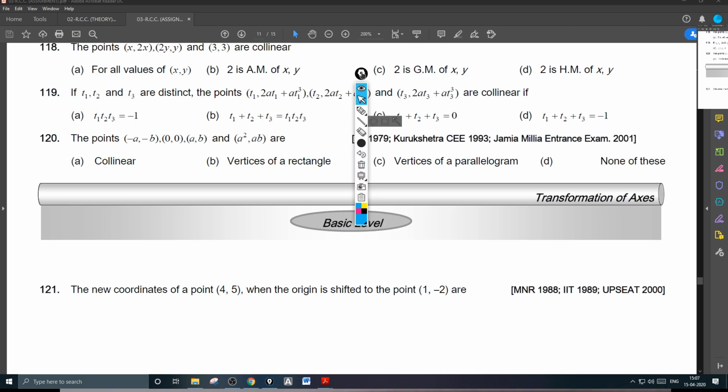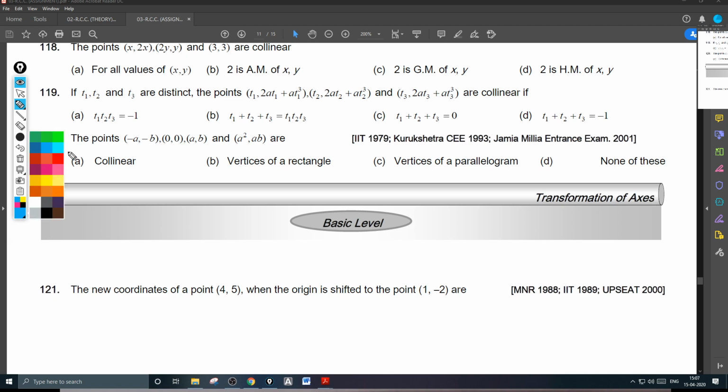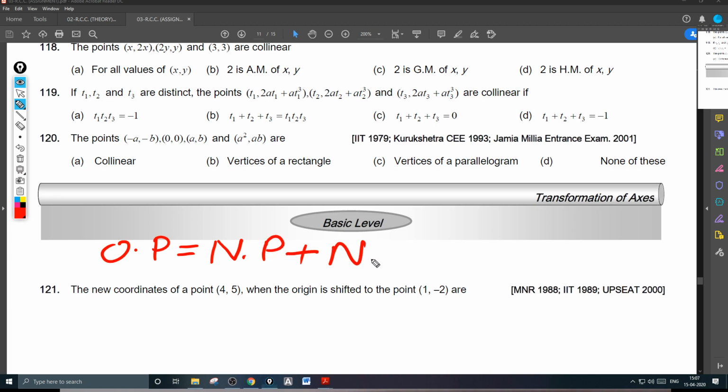What is the formula related to it? What I explained is: original point is equal to new point plus new origin. Original point is equal to new point plus new origin.